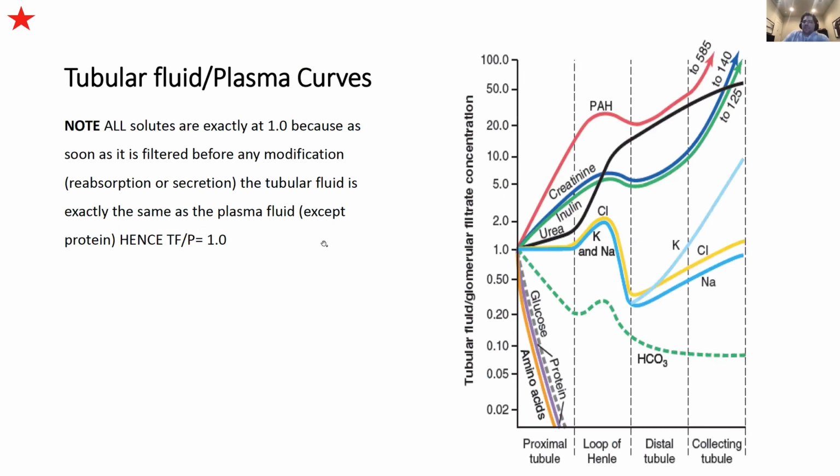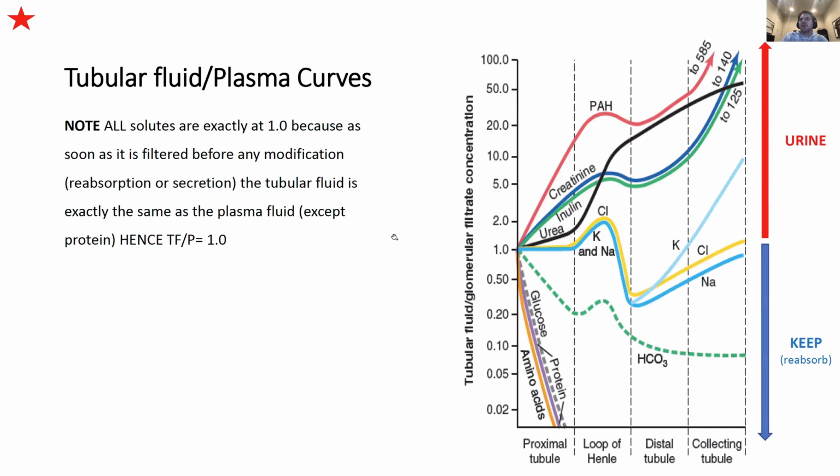Okay, so this is a little tricky and seems a bit convoluted, but this is the way I break it down. Remember that everything down here is stuff you want to keep or reabsorb, and everything up here you want to secrete or excrete. So stuff like PAH, creatinine, you're going to get rid of a lot of it. Inulin, remember, inulin's freely filtered. Creatinine is secreted.